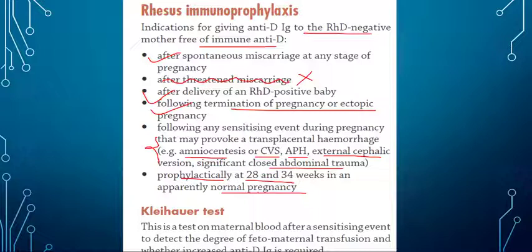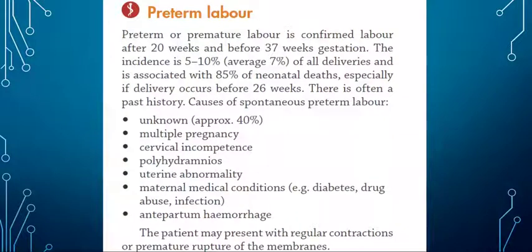Now, sometimes there is a test called the Kleihauer test. This Kleihauer test is done on maternal blood after a sensitizing event to find out how much fetal-maternal transfusion has happened and how much dose of anti-D immunoglobulin this patient will need. Okay. So that's all about Rh immunization. You don't need to go further than that.